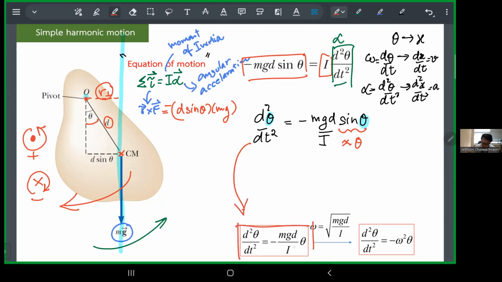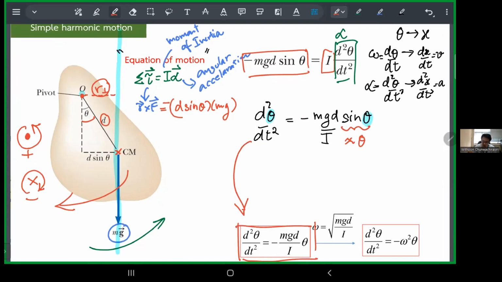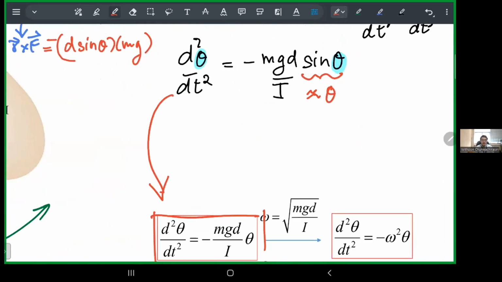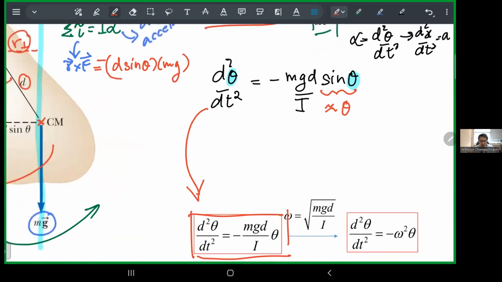Bam, bam. That's it. So when the angle is small, d2 theta by dt squared equals negative mgd over I theta. Do you have to solve anything anymore? The answer is no. Ajahn, that's it. Theta on the left, theta on the right with the negative sign, simple harmonic motion with whatever the factor that goes in the front. Take the square root, that will be your omega right there.